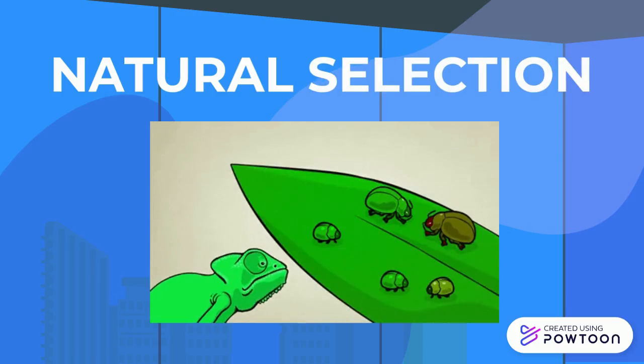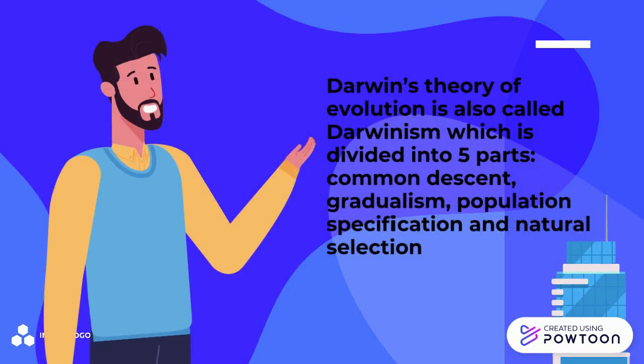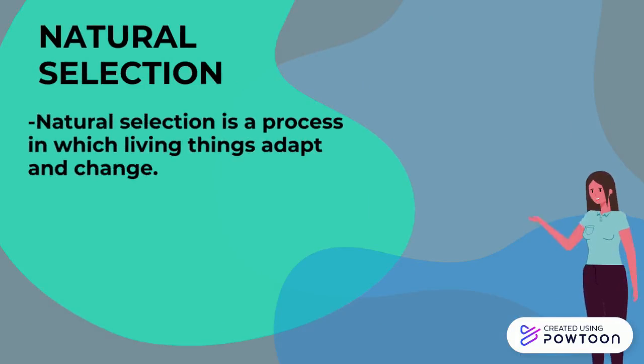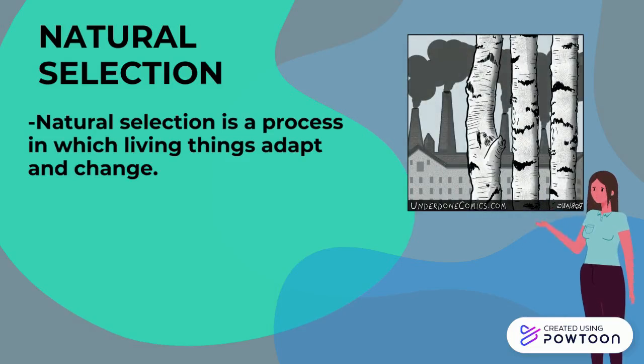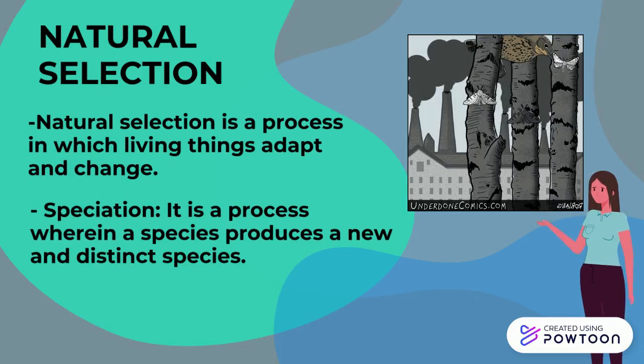Darwin's theory of evolution is also called Darwinism, which is divided into parts: common descent, gradualism, population speciation, and natural selection. Natural selection is a process in which living things adapt and change. Speciation is a process wherein a species produces a new and distinct species.